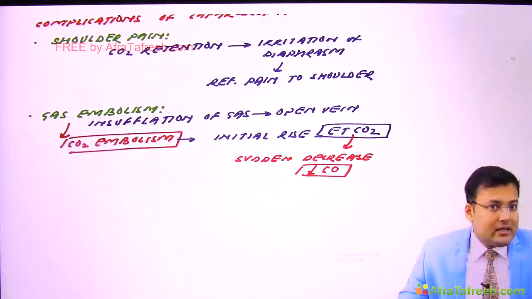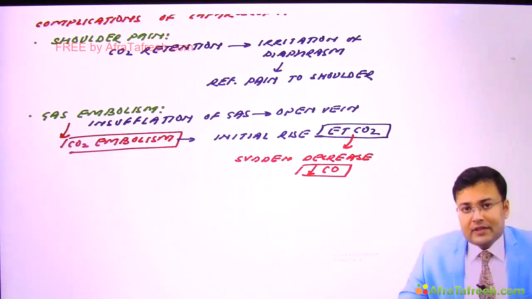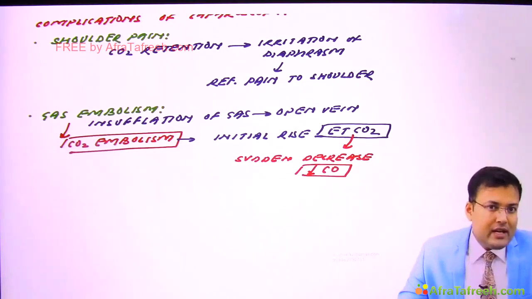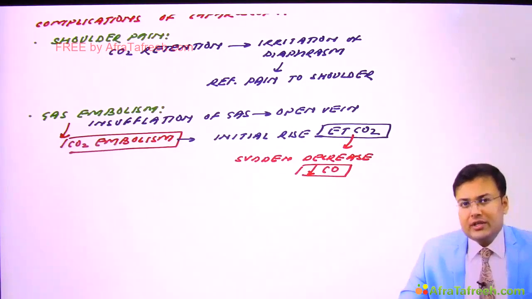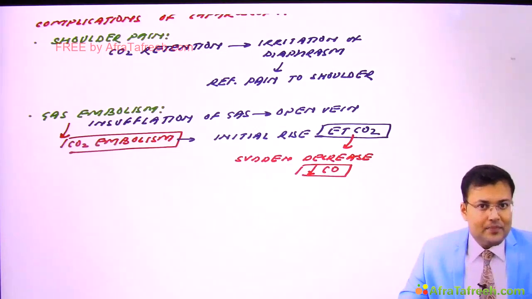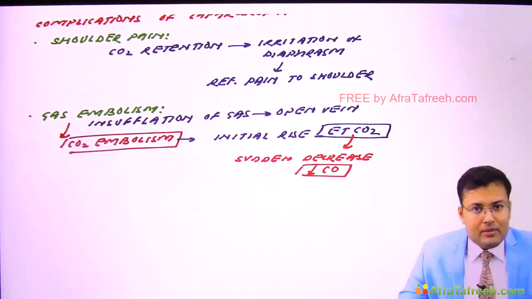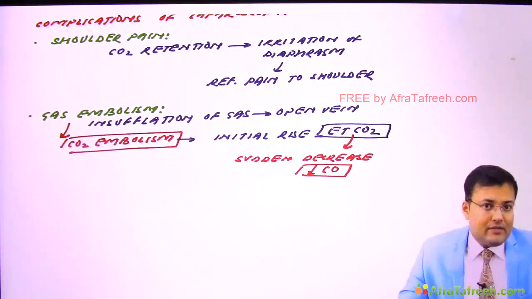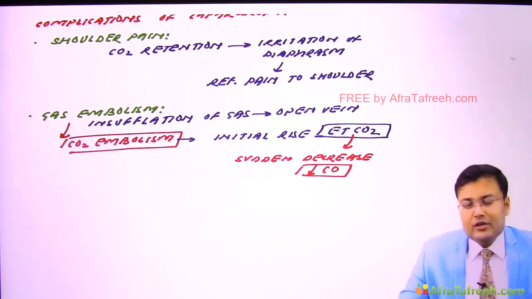Now see, CO2 is the most preferred. Why? Because it doesn't support combustion. So we can use CO2 even in long duration surgery and short duration surgery. Nitrous oxide has the problem that it supports combustion. That's why you cannot use it for long duration surgery. The advantage of nitrous oxide is that it has a mild analgesic effect, and because of that, you can use it for short duration surgery.